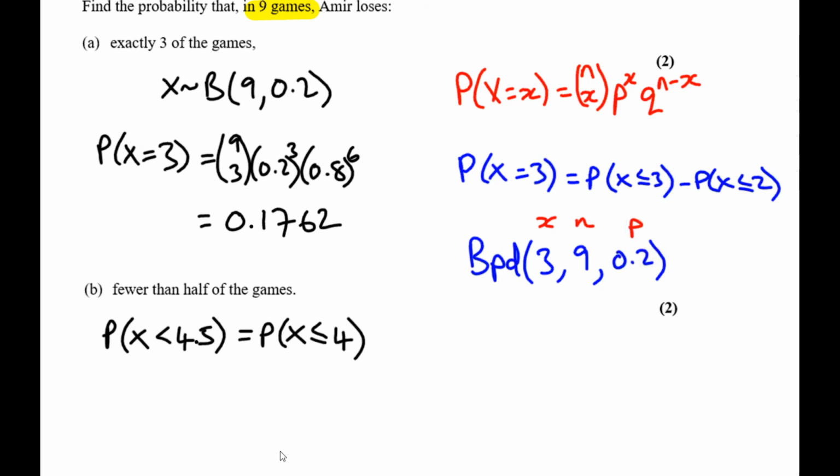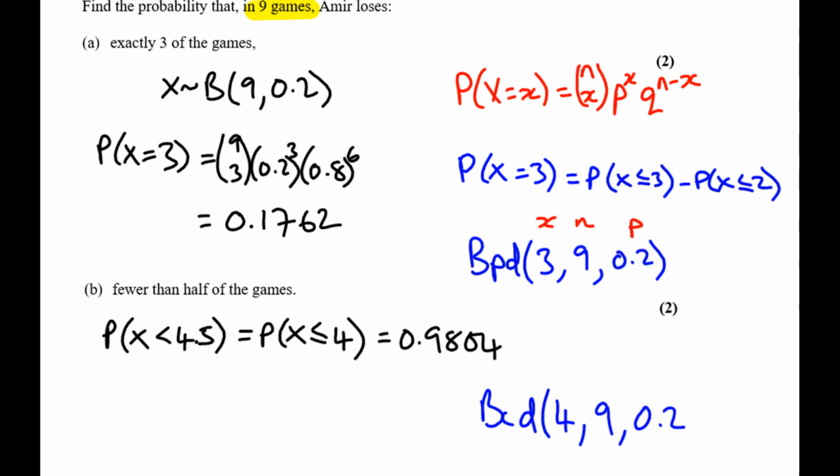Okay, and once again, this can be looked up in the tables. I don't recommend doing this by hand at all. Look it up in the tables or type it into your calculator, and we should get an answer of 0.9804. Once again, on your calculator, you could have done this. This is a cumulative distribution though, so we would have been using BCD, and you'll be typing in BCD 4. We've still got n equals 9 and p equals 0.2. So either way, we would have got our answer from this.